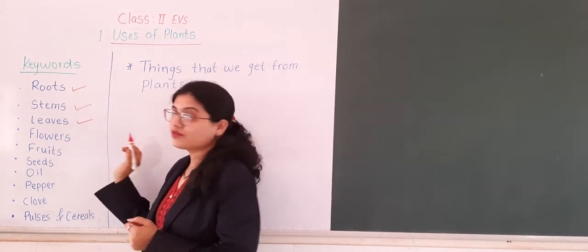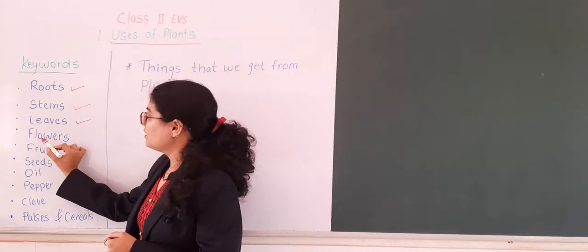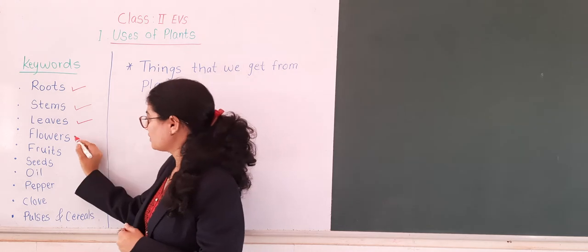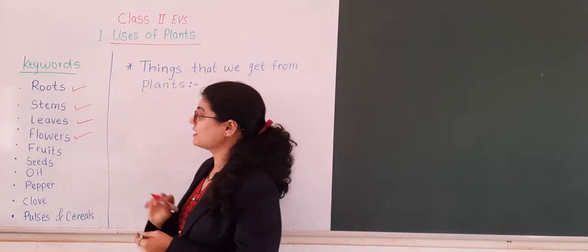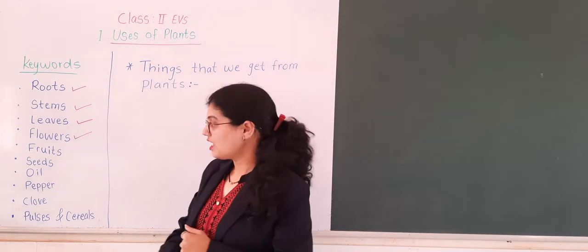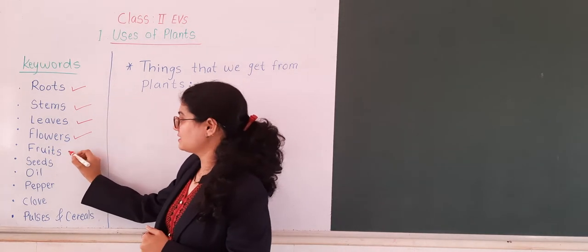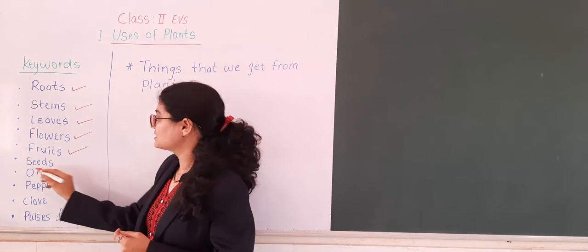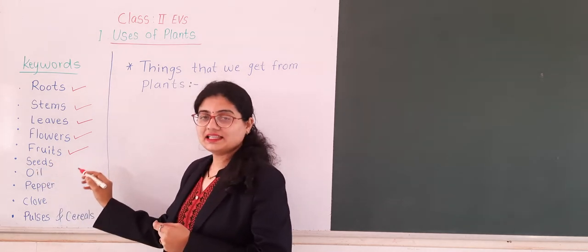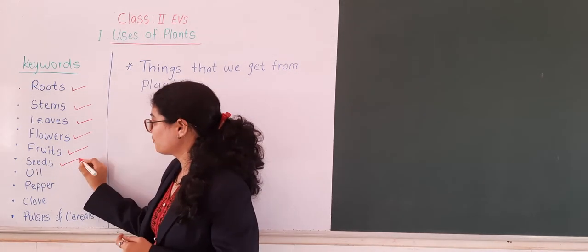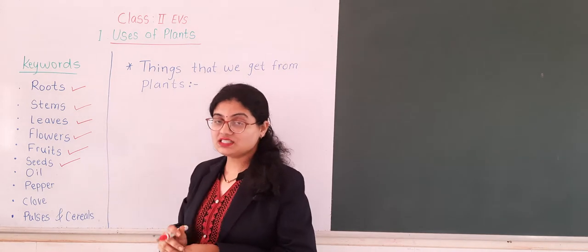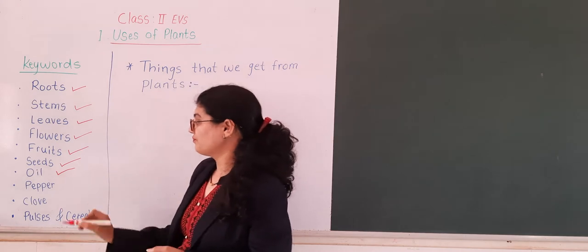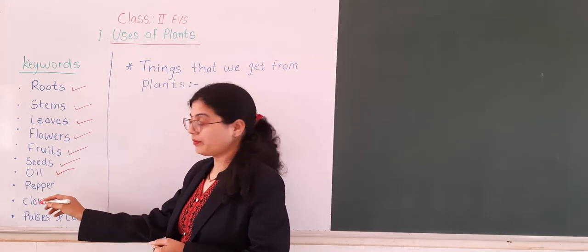Then we have the word flowers, F-L-O-W-E-R-S, flowers, okay? Then the next word is fruits. F-R-U-I-T-S, fruits. Then the next word is seeds. S-E-E-D-S, seeds. Then the next word is oil. O-I-L, oil. Next word is paper.